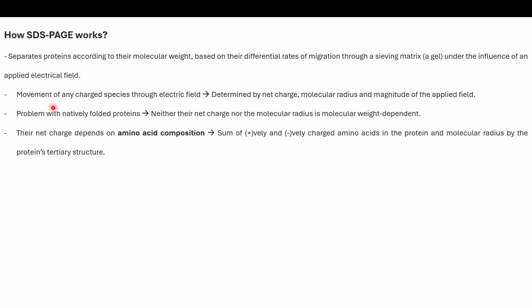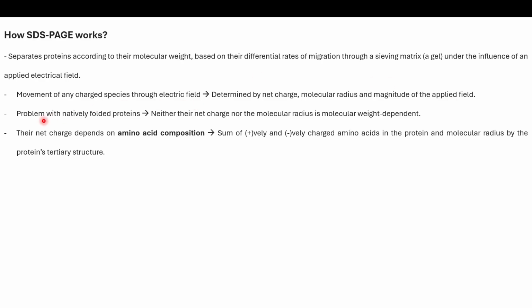Okay, and movement of any charged species through the electric field is determined by its net charge, the molecular radius, that is, the size or the hydrodynamic radius, and how strong the applied electric field is. Okay, how much voltage have you applied, or what is the potential difference. Depending on that, the speed of movement of the sample or the macromolecule of interest differs.